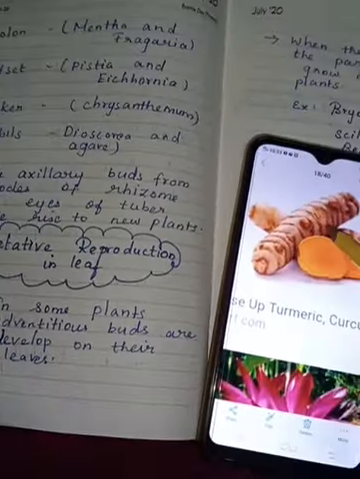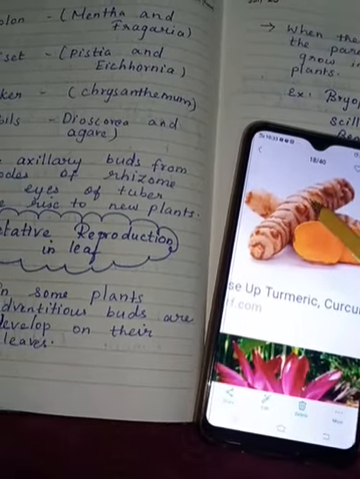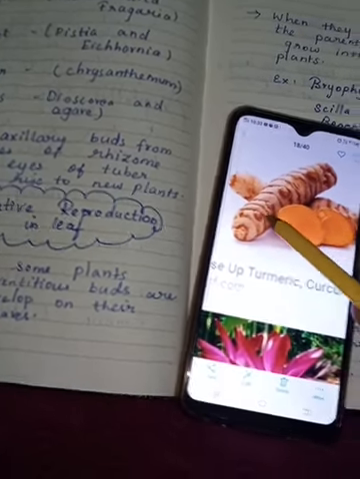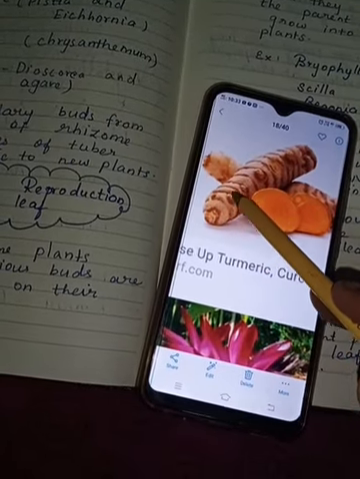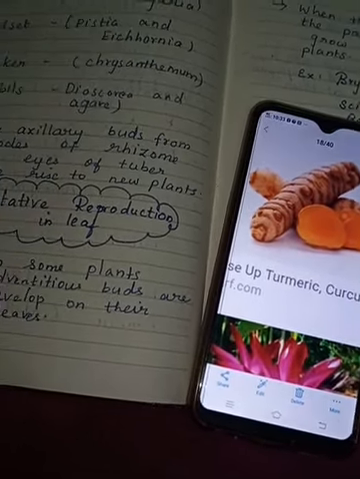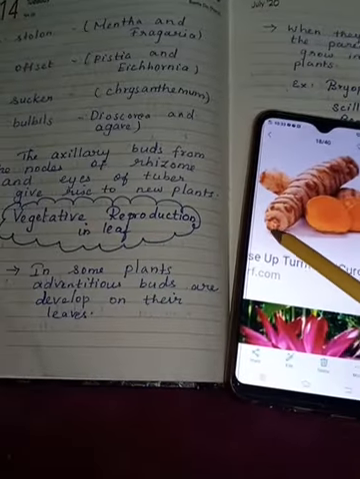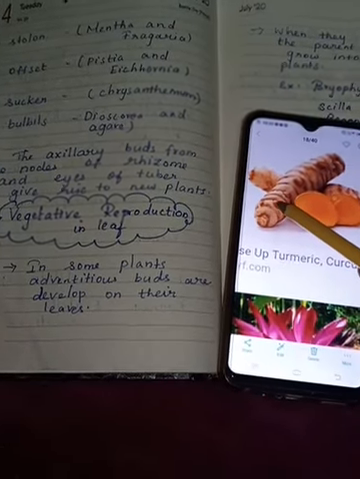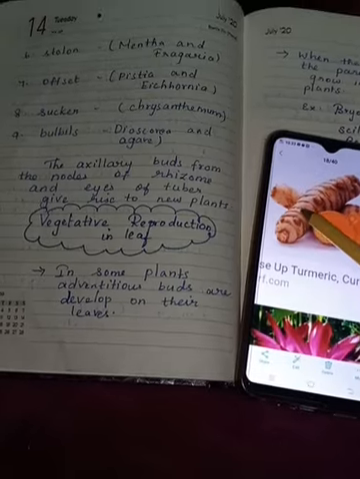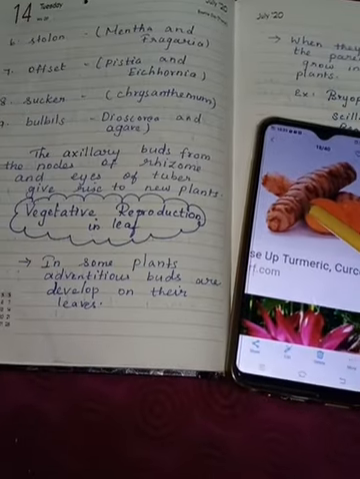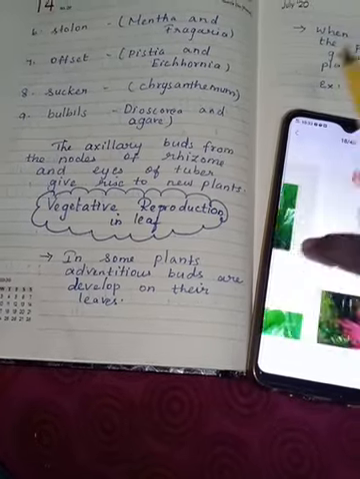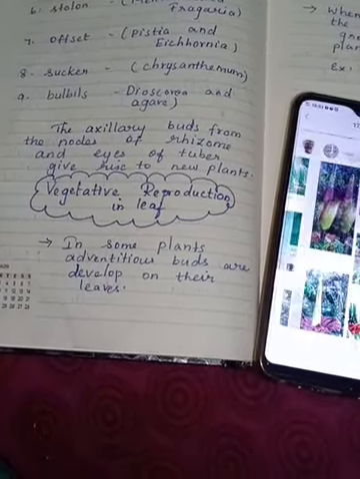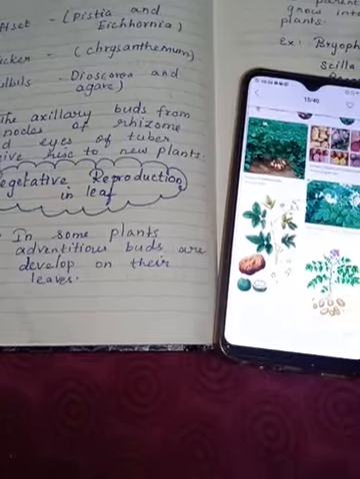So the axillary bud, this one is an axillary bud. This one is a node. Okay, node. Here this node has axillary buds on them. Okay, so the axillary buds from the nodes of the rhizome and the eye of tuber. Eye of tuber, what? Potato, right?